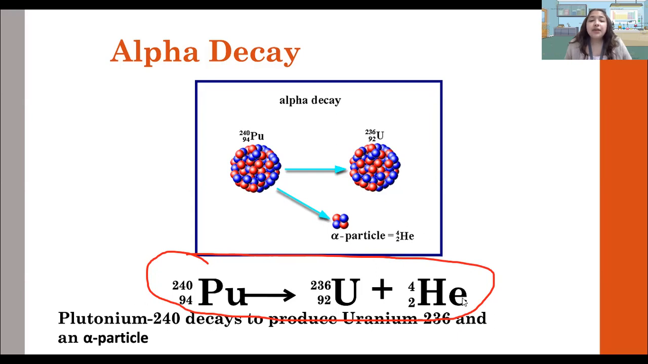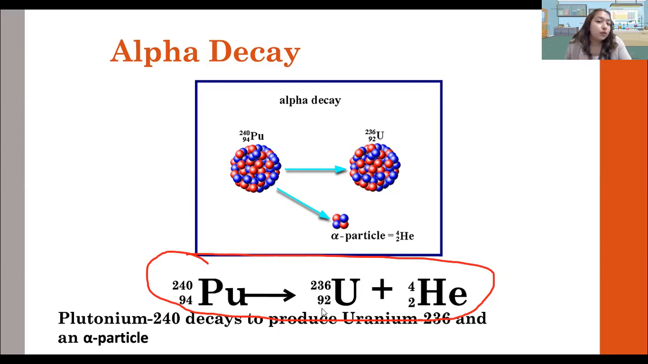So let's say all we know is what we start off with, and we know that it undergoes alpha decay, right? If we take 240 and we think to ourselves, well, plutonium emitted 4 from its mass. So 240 minus 4 gives us 236. So we can figure out the mass of the new atom. Then we take our number of protons, right? 94 is what we started off with. But when it emitted an alpha particle, it lost 2 protons. So 94 minus 2 gives us 92.